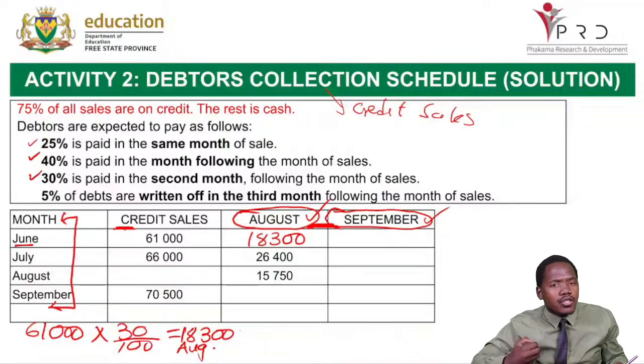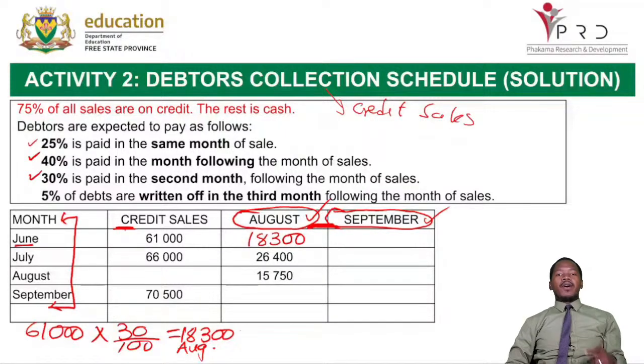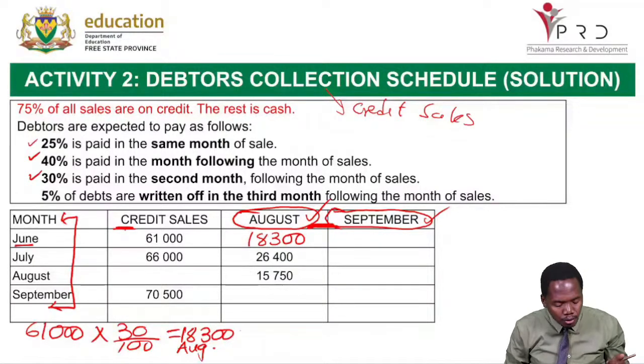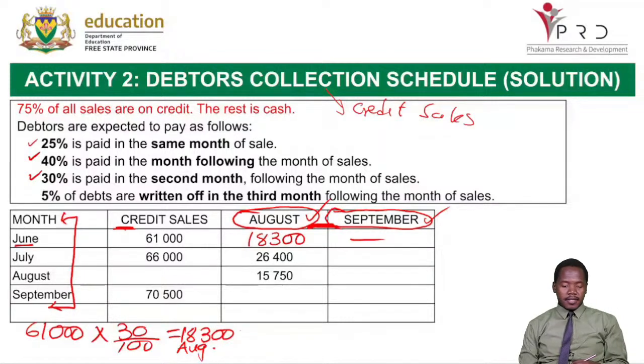After collecting 30% now, what must we do? We need to write off. What are we writing off? 5%. We are writing off the June bad debts in the month of September. So we are not going to continue, because we don't record bad debts in the cash budget. We're moving to July now.